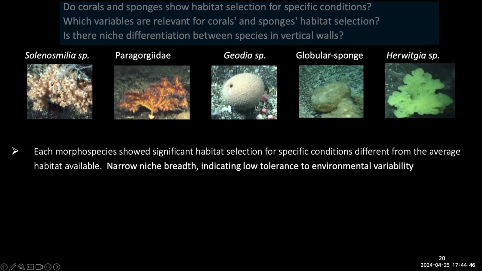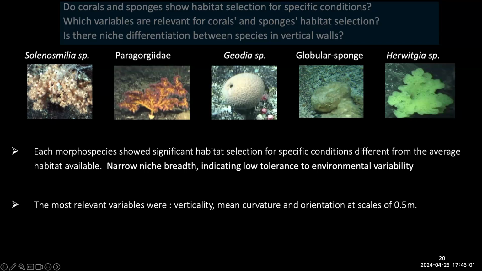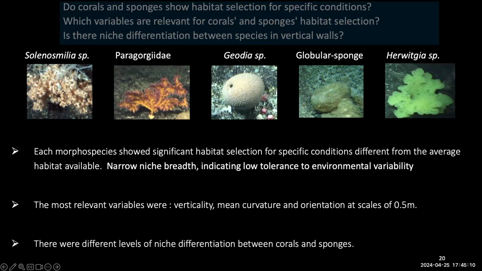So each morph species shows significant habitat selection for specific conditions, different from the average habitat available to them. They all had a narrow niche breadth, which indicates that they have low tolerance to environmental variability. The most relevant variables were verticality, mean curvature, orientation, and the scale that was the most important was 0.5 meters. There were different levels of niche differentiation between corals and sponges. And let's look at that a bit deeper.